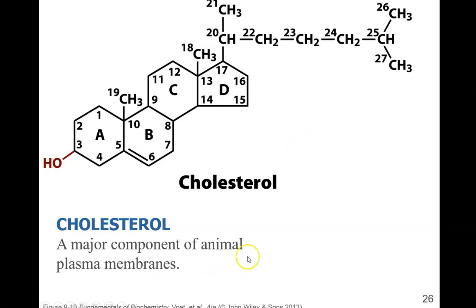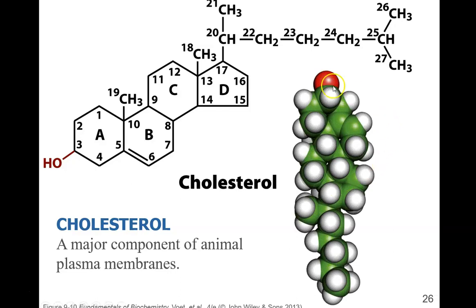This is a major component of animal plasma membranes. You don't find cholesterol in plants, although plants do have other sterols. It's just they're not cholesterol. They're other types of sterols. And if I again went back to the same artist, if you substitute the green for the black, you can see that most of the cholesterol is nonpolar, but this OH group right here gives it a little polarity. So cholesterol is also amphipathic.